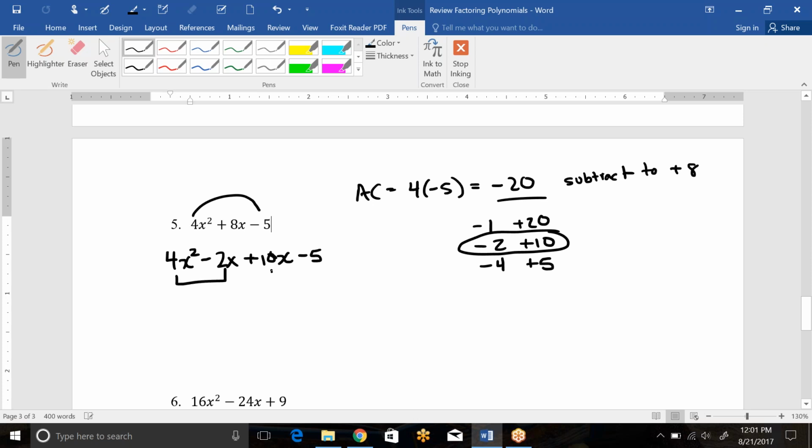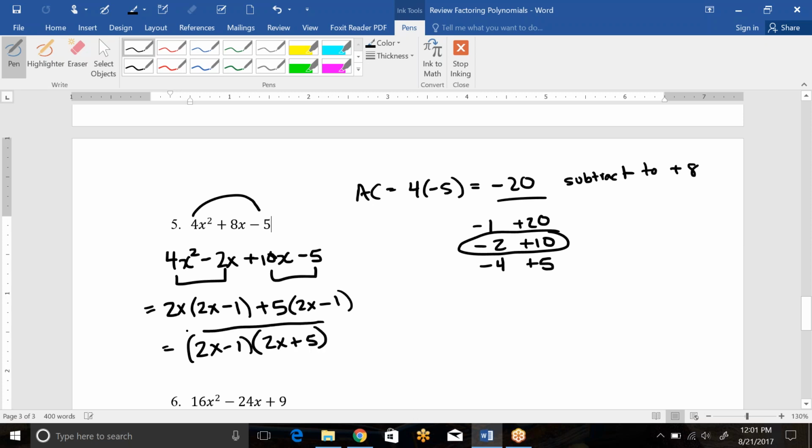Okay, so in our factor by grouping, we will pull out a 2x, and that would leave me with 4 divided by 2 is 2. X squared take away 1x is still x. Negative 2x divided by 2x would be negative 1. In the second pair, we lead with a positive, so we'll pull that out, and they're both divisible by 5. 10 divided by 5 would be 2. We still have the x. Negative 5 divided by 5 is negative 1. I do have my matching binomial, so I have 2x minus 1, and my leftovers are the 2x plus 5.